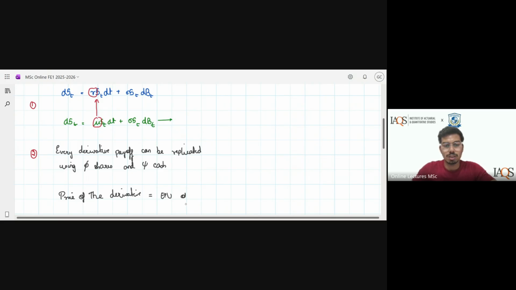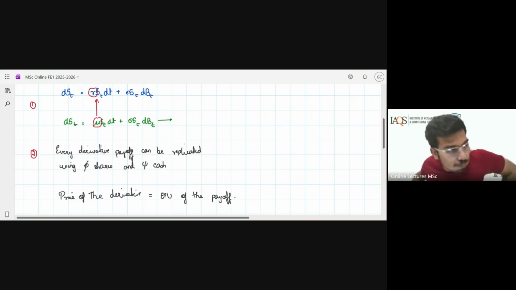EPV of the pair. Let me know once I'm done copying. I'll explain the second objective. EPV is expected present value: payoff into probability into PV factor. Every derivative payoff can be replicated using phi shares and psi cash. Price of the derivative is the EPV of the payoff.